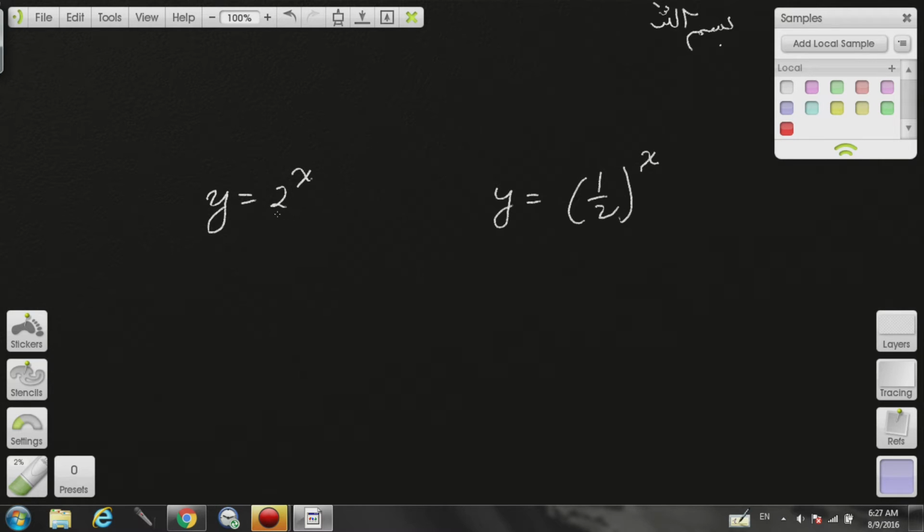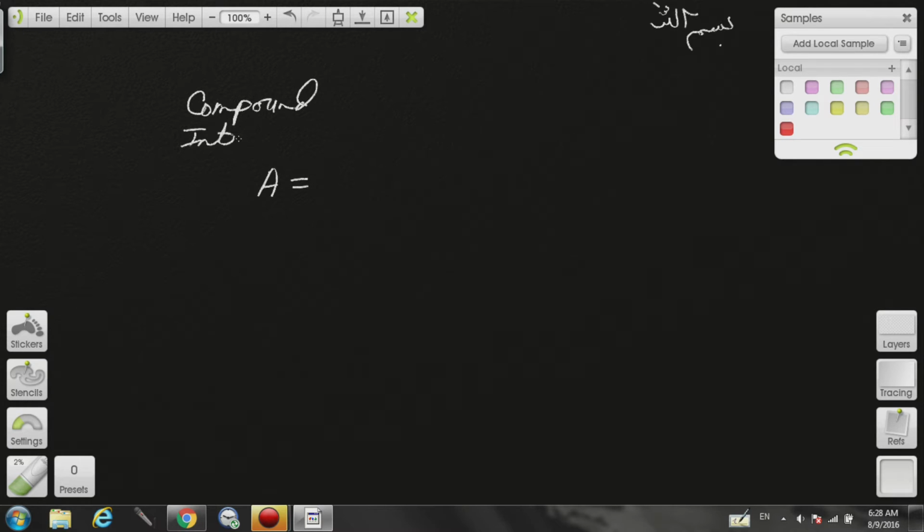So these will model any function where a is greater than 1. These will model any function when a is between 0 and 1. We talked about one example of exponential growth, and that is the compound interest formula. And I'll talk about these specifically in the future, so I'm just going to briefly mention this formula now.